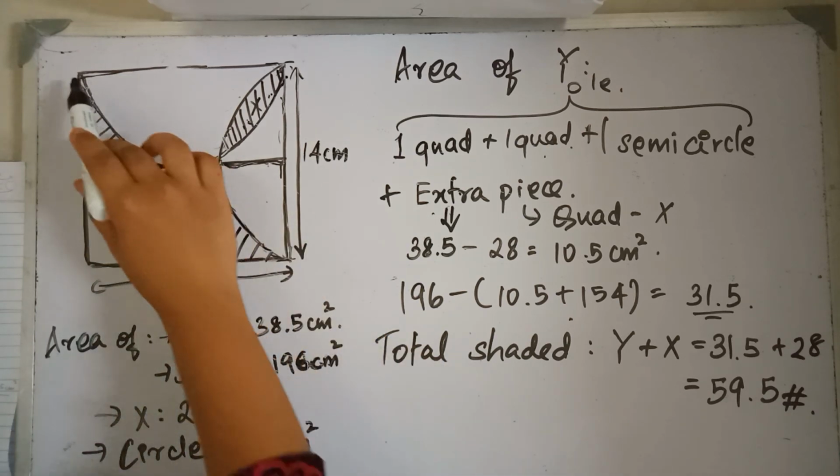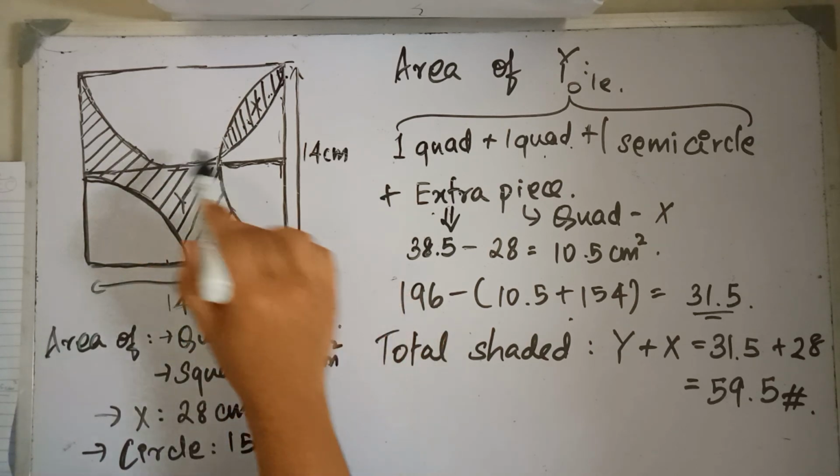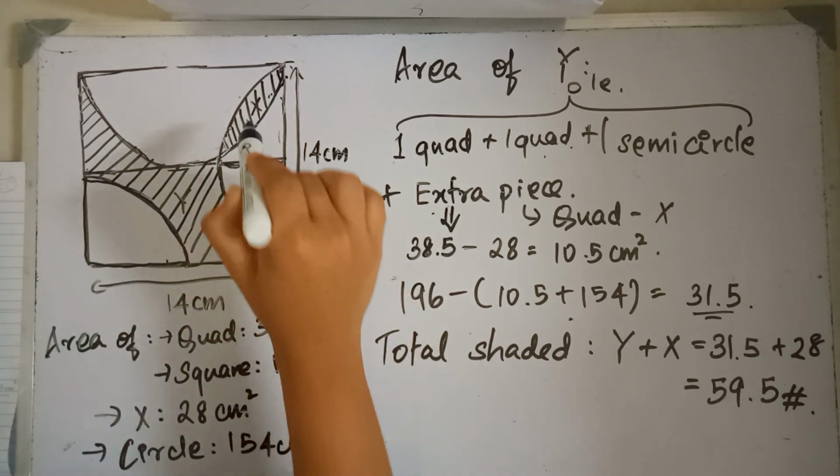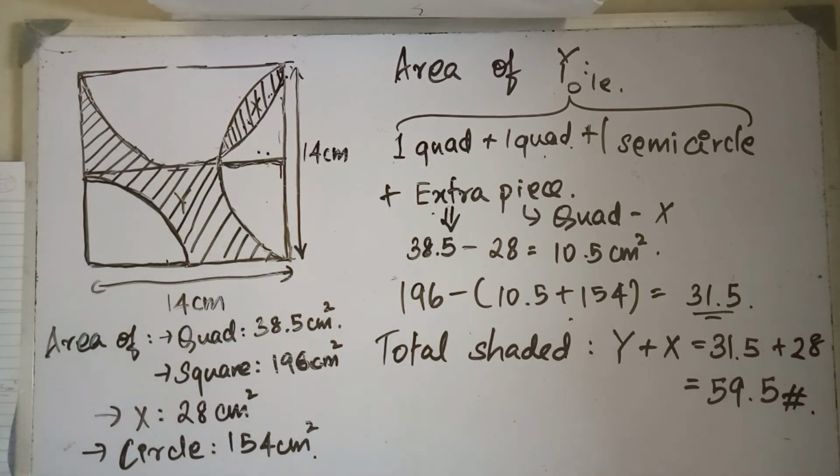After that, we look at the bigger picture. We realize that the shaded part is made up of a circle and some extra bit. We find out the extra bit area, and then we subtract to get Y. So this is how you solve such a problem.